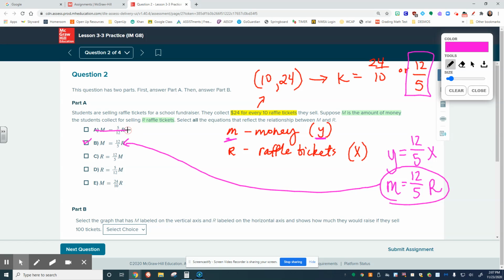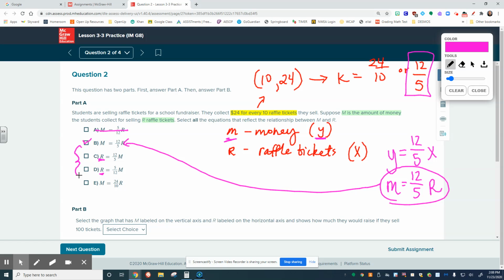A is not an answer. So what about C and D? Notice that they changed M and R. How would I find the number of raffle tickets based on 12/5 of the money or 5/12 of the money? Take that into consideration and decide which one of C or D is an answer. One of them is correct.